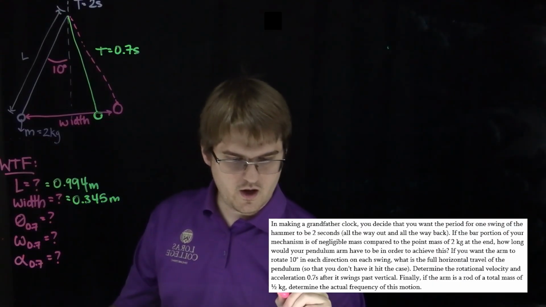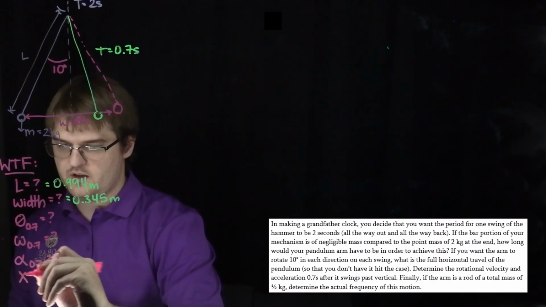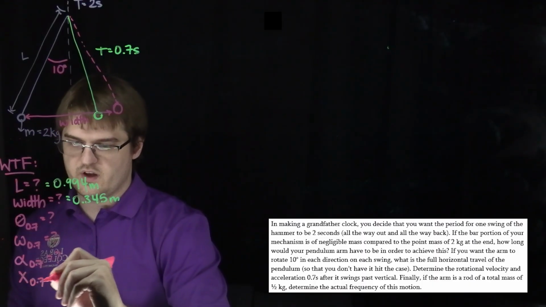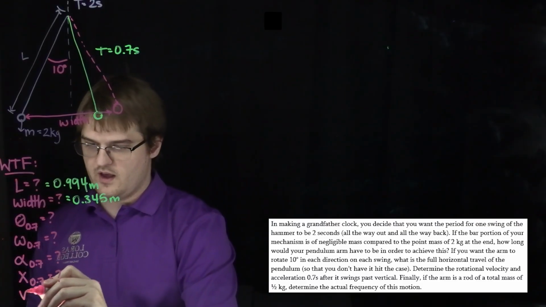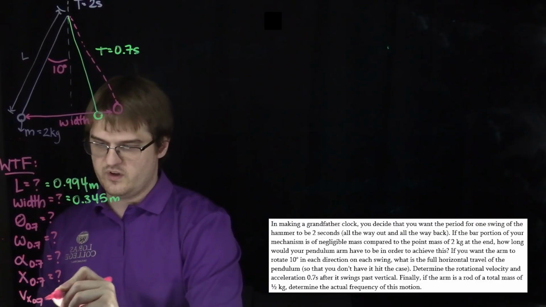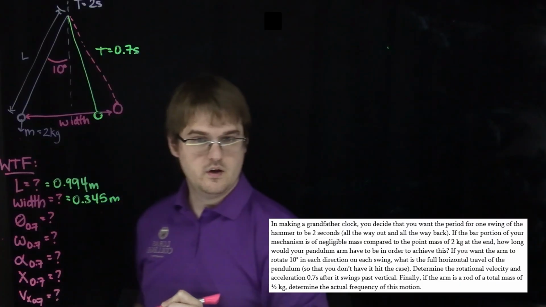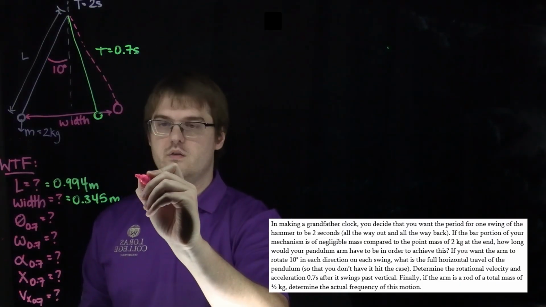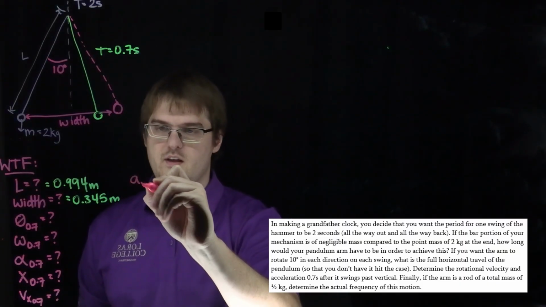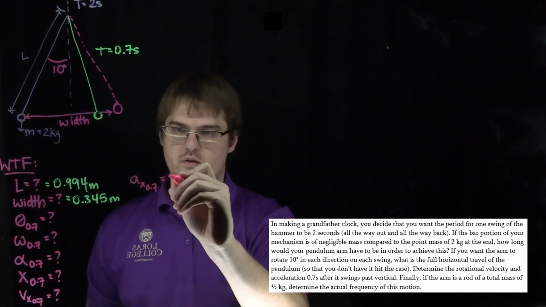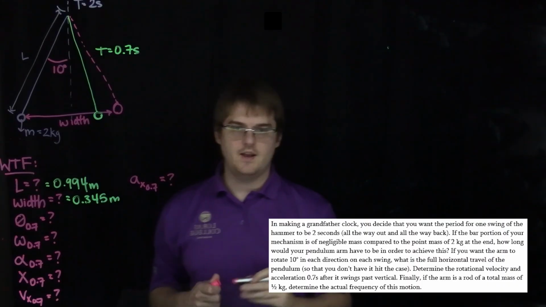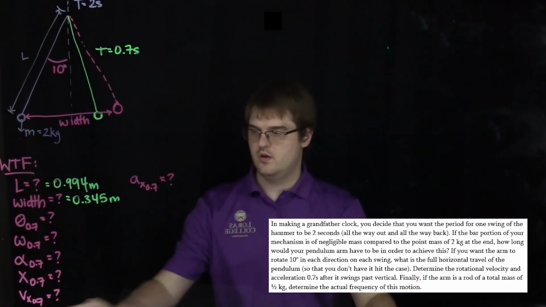And then I would like to know the position. I do want the position. I want the position in the x at 0.7 seconds. I want the velocity in the x at 0.7 seconds. And I am out of space, so I want my acceleration in the x at 0.7 seconds. And I need to find all of those things.